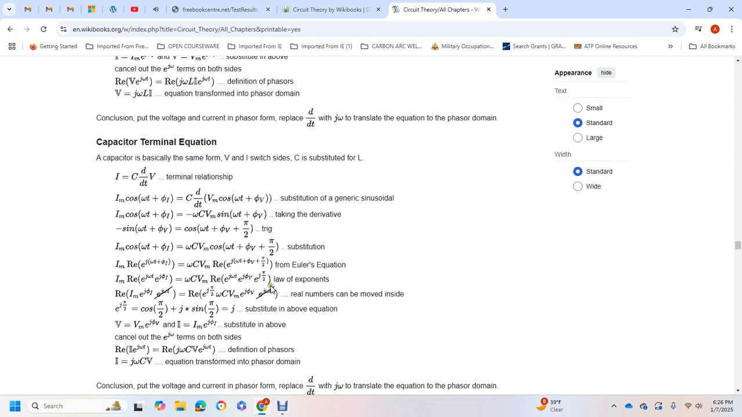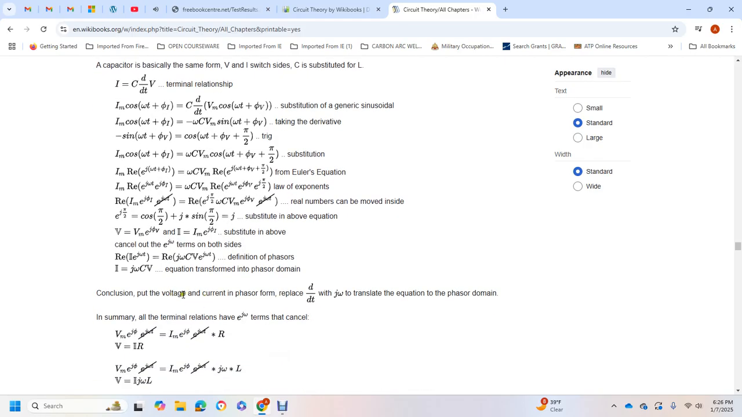Capacitor terminal equation: the capacitor is basically in the same form as the voltage-amp relation with the sides switched. The capacitor is substituted for the inductance. Terminal relationship, substitute with the generic sides, take the derivative, substitution from Euler's equation, laws of the exponents, real numbers moved inside, substitute above, the terms cancel out. The number of electrons junction wave term on both sides, with a different definition, transforms the equation to the phasor domain. Conclusion: put the voltage and current phasor in the form, replace the distance over the distance time with jω. Translate the equation to the phasor domain.